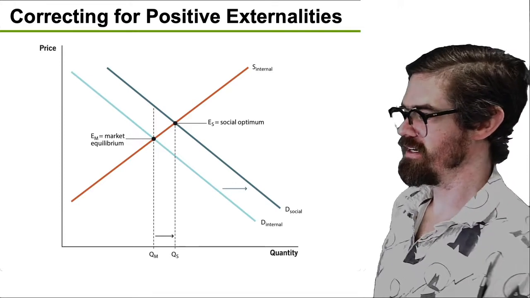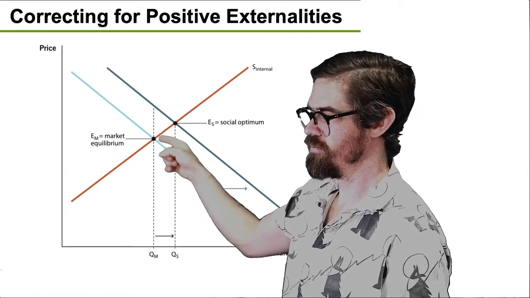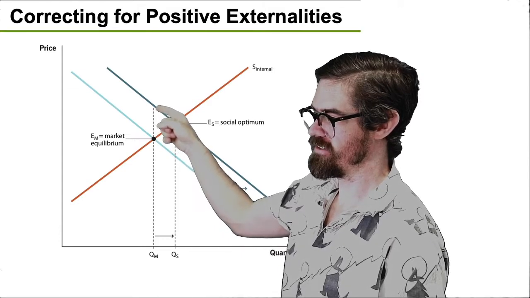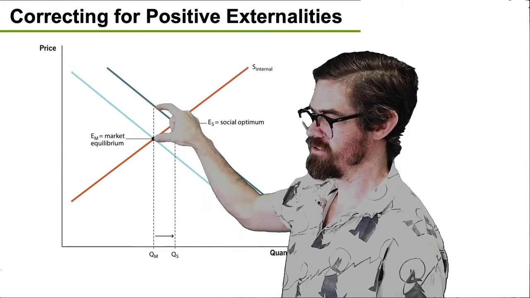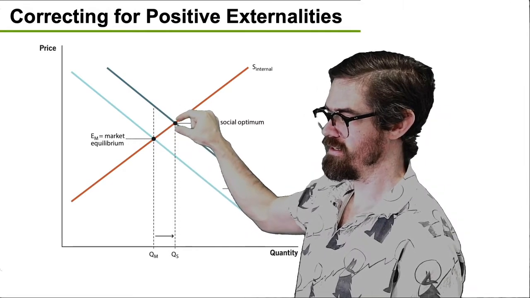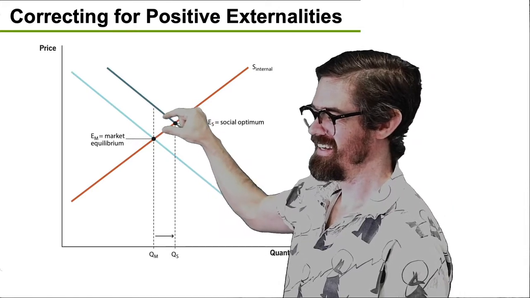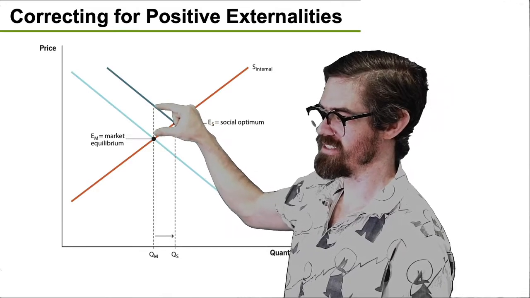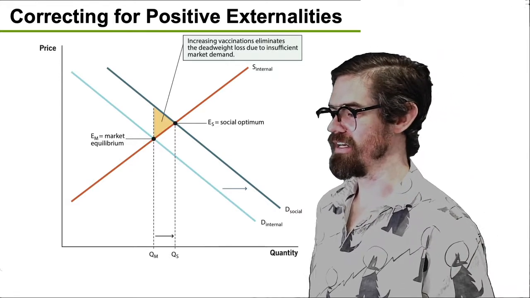So the very fact, let me actually talk about this. Here's where the market would get by itself. But given the fact that at this point, the benefits to society are still higher than the costs to society, there's still some extra surplus that society could gain. For all these units right here, there's still higher benefits than costs, but society is not producing those. So that actually turns out to be our deadweight loss in this case.